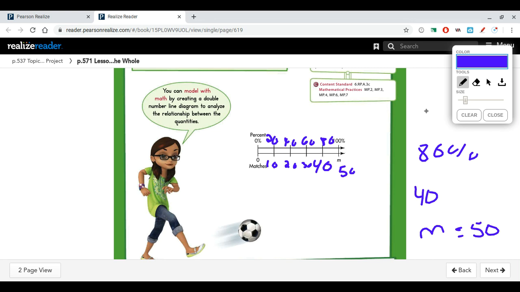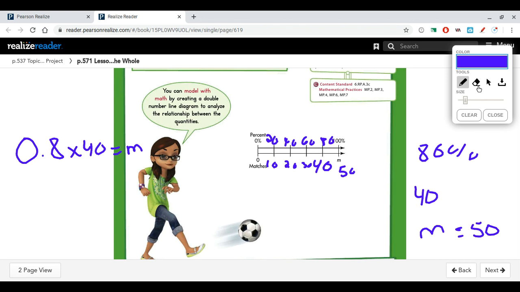So that's how I can use a double line diagram and how to read a double line diagram to help me find it. If I were to use my equation, I need to find the total. So I would turn my percent into a decimal, so I would turn it into 0.8. And then I already know my part, so my part is going to be times 40. And when I get that, I should end up with M. And so when I go ahead, oh, no, I did that wrong.